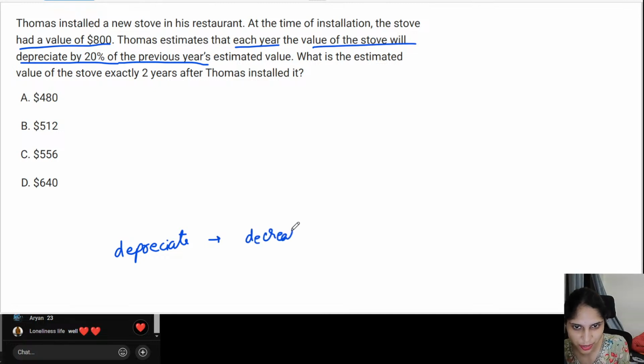For example, if someone is always criticizing you and never appreciating you, you can say, you're depreciating me. Okay? That's an actual word. So what is the estimated value of the stove exactly 2 years after Thomas installed it?